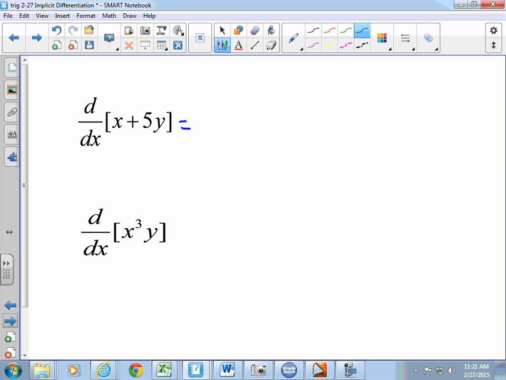So what is the derivative of x? 1, like it always has been. What's the derivative of 5y? 5 times whatever the derivative of y is. This can also be written in Newton notation as 1 plus 5y prime. Either way. Again, the big thing is I don't know what y is, so I have to know that I have to do a chain rule there.